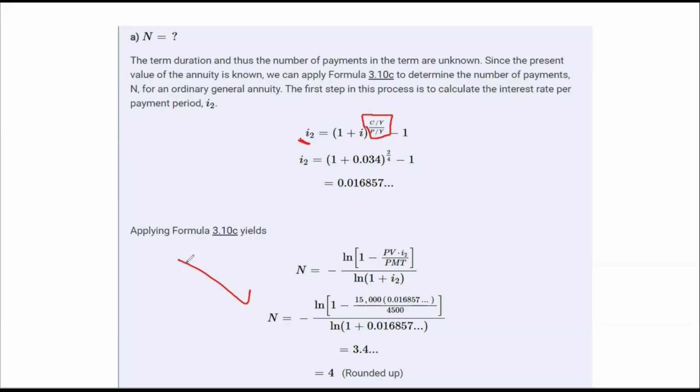So you put the numbers in and you calculate, and I think they rounded it up to 4, right? 3.4 is the answer, but you round up to 4 to make sure you pay off the people all the money. Right?